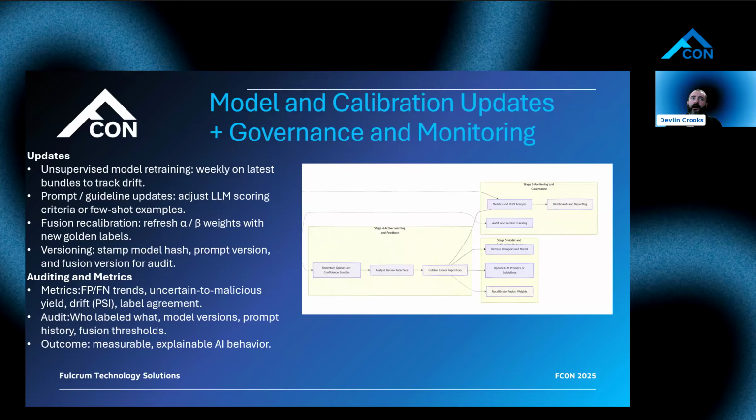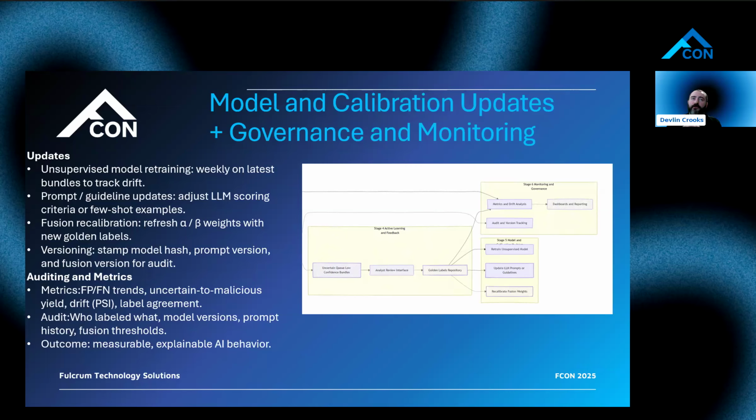Our unsupervised model is retrained weekly. We want to make sure that we are updating our prompt guidelines, that way, if we find something anomalous, we can go back and review it. And our alpha and beta weights for our probability anomalous and probability malicious determine how much we want to weight those. Do we have less confidence in the LLM semantic reasoning? We want to just turn that down some.